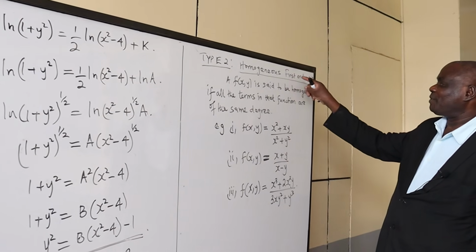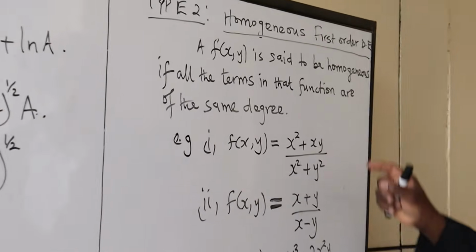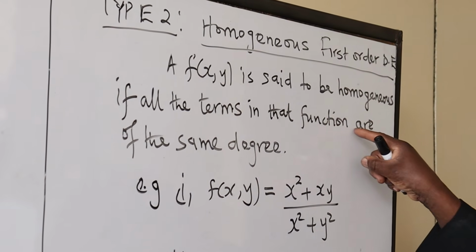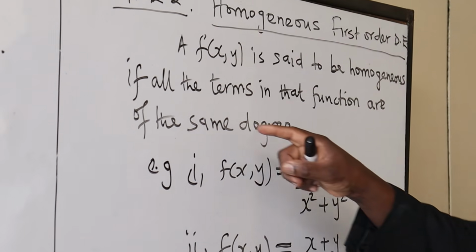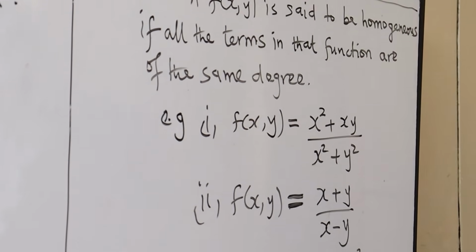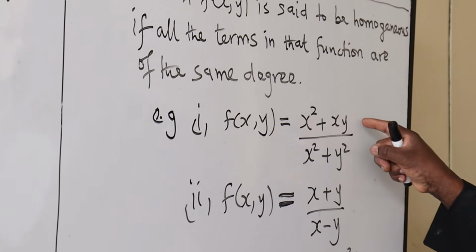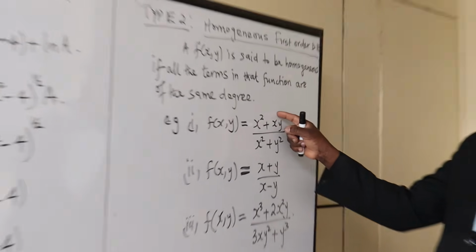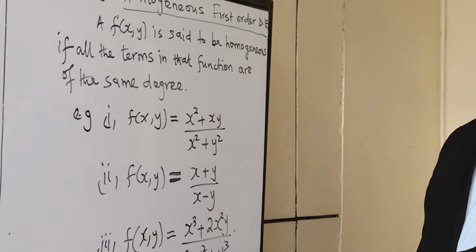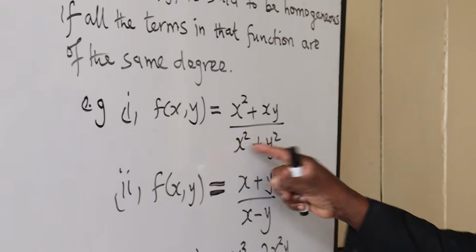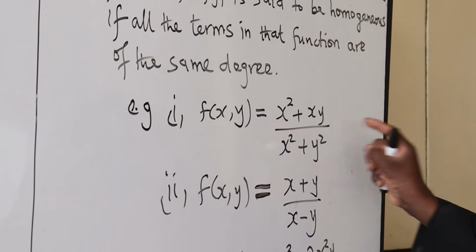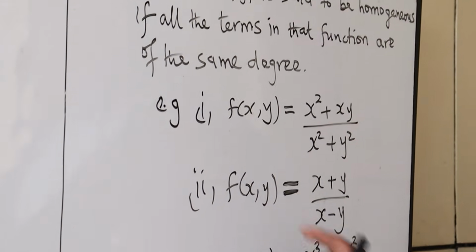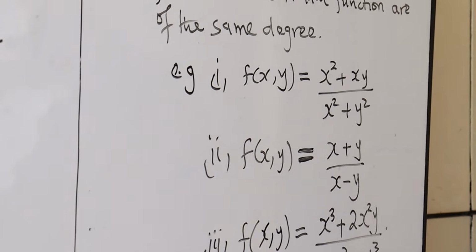In type 2, we have homogeneous first order DE. We say a function of x, y is said to be homogeneous if all the terms in that particular function are of the same degree. Now we have a function of x, y which is this one. x squared is of degree 2. xy, this is of degree 1 plus 1 gives you 2. This is of degree 2. This is also of degree 2 because it's 2 power 2. Degree 1, degree 1, degree 1, degree 1. So all are of the same degree, a homogeneous function.